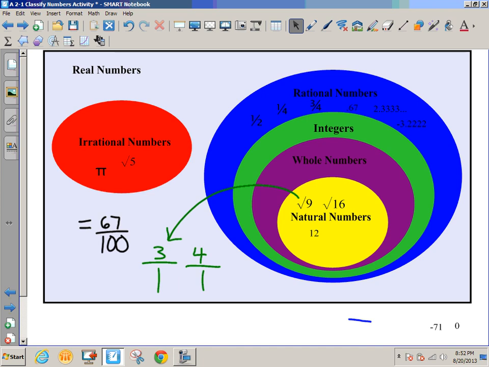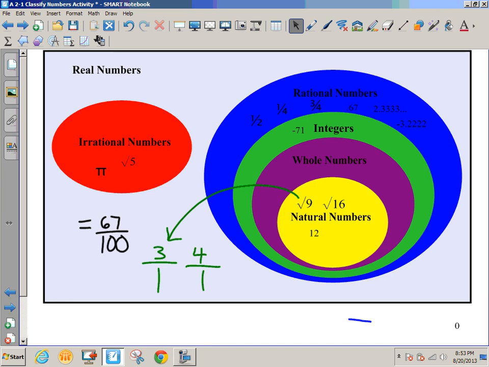Negative 71. Let's think about that. Is it crazy? No, nothing crazy about that. I could stick it over 1, and that makes it a fraction. That makes it rational. Is it an integer? Sure it is. 71 or negative 71 falls into the integer category, but that's where it stops, because a whole number would have to be positive. Whole numbers have to be positive only. That's the only thing we're looking at.